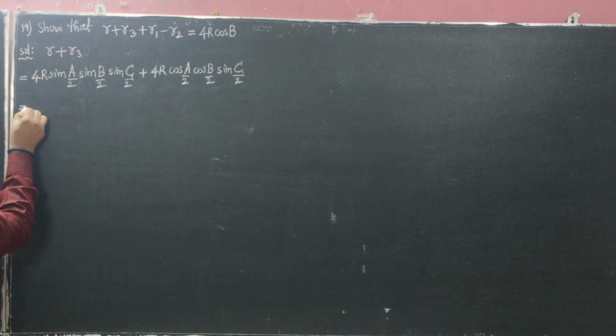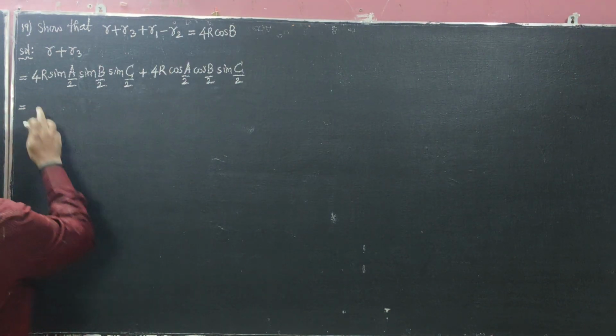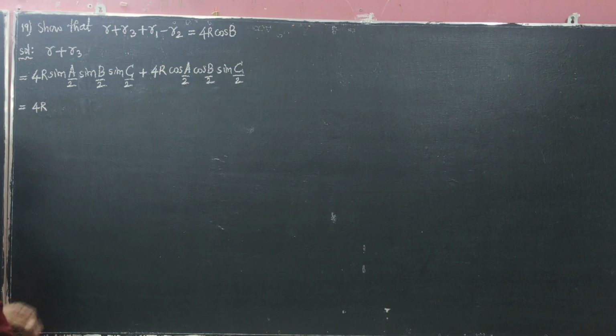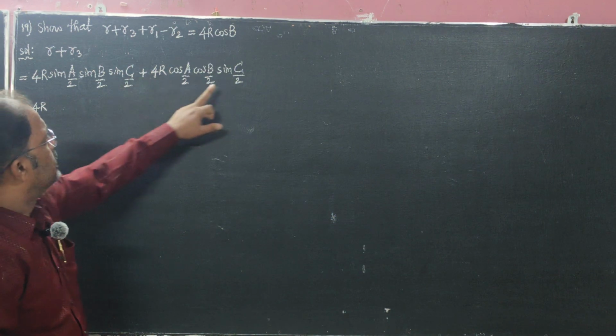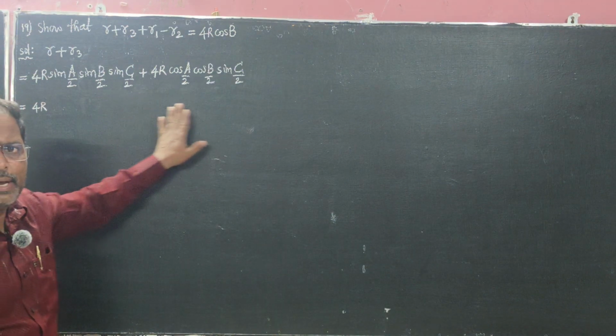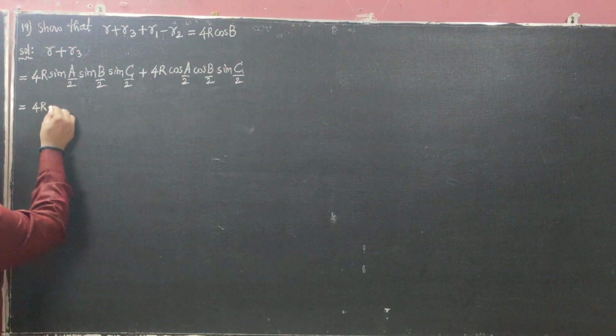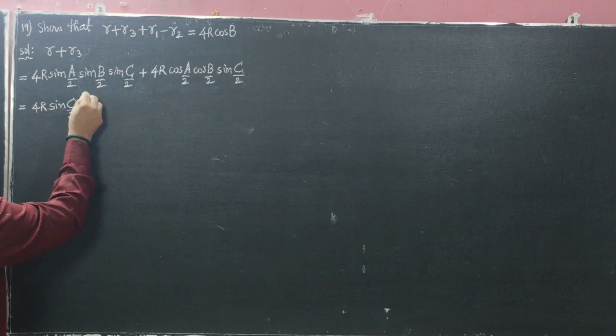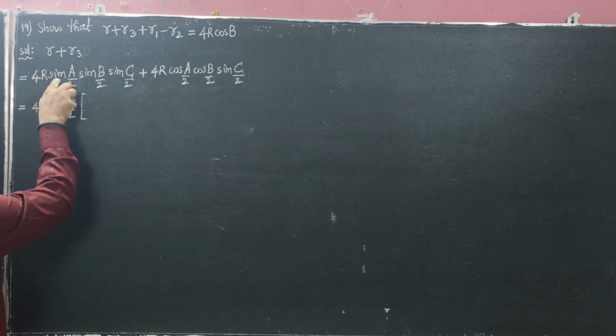Okay, right. So see, in both the terms 4R is common. Write first of all 4R, and see sin C by 2: this one has sin C by 2 and this one also has sin C by 2. Write the sin C by 2, means overall 4R sin C by 2 is the common. Write the remaining terms.